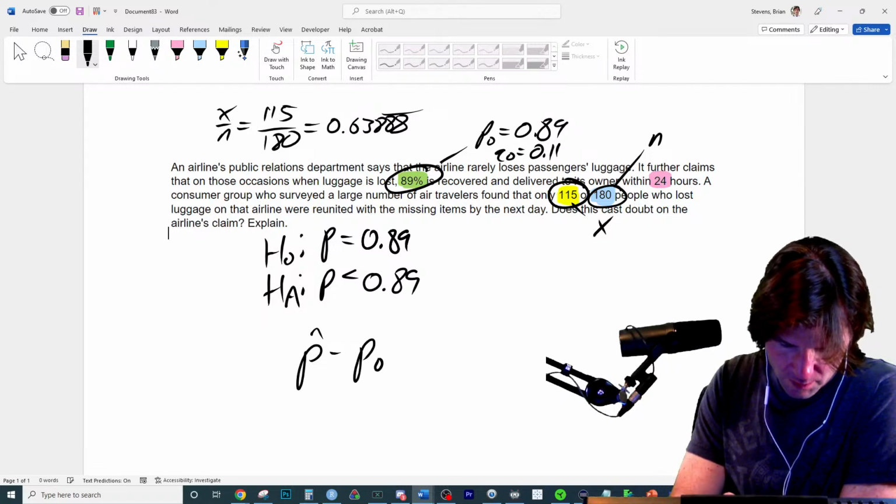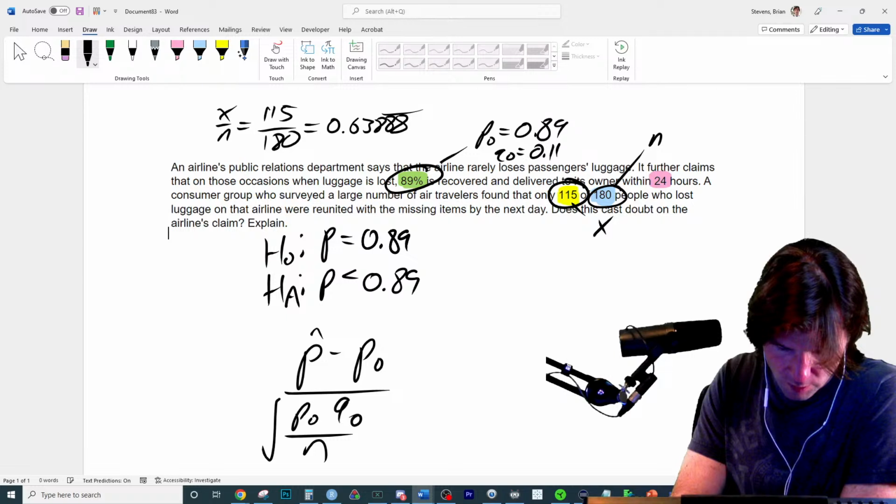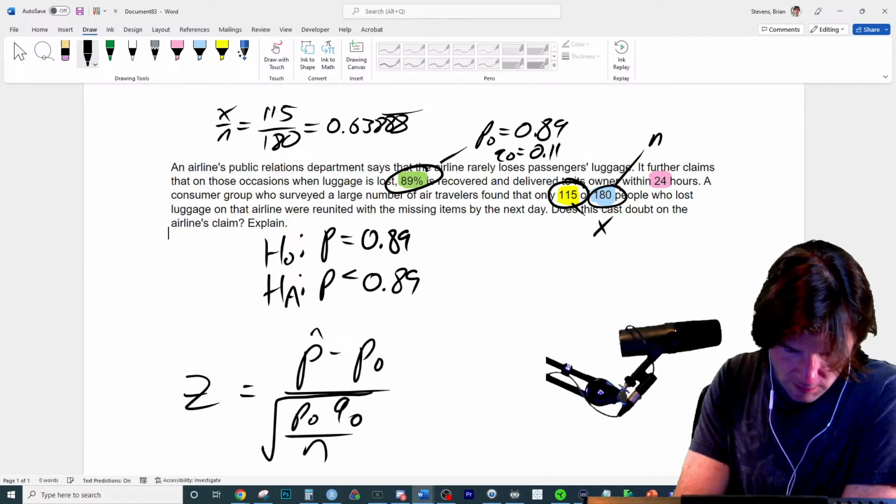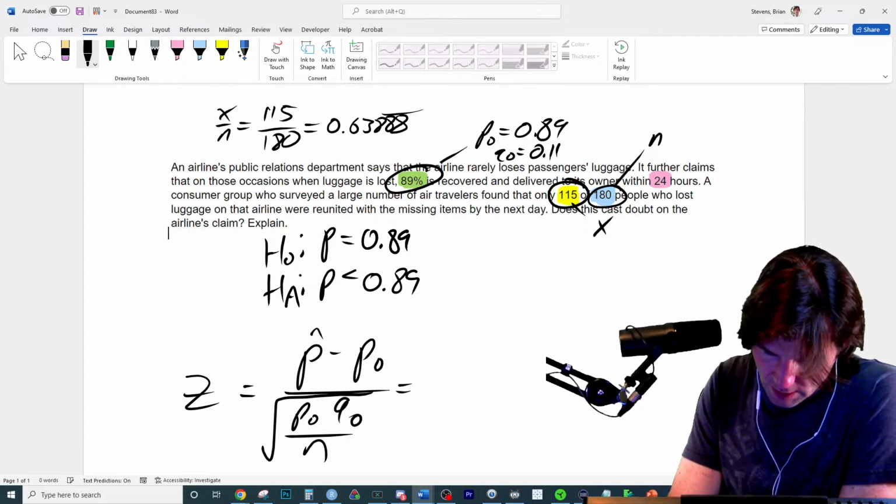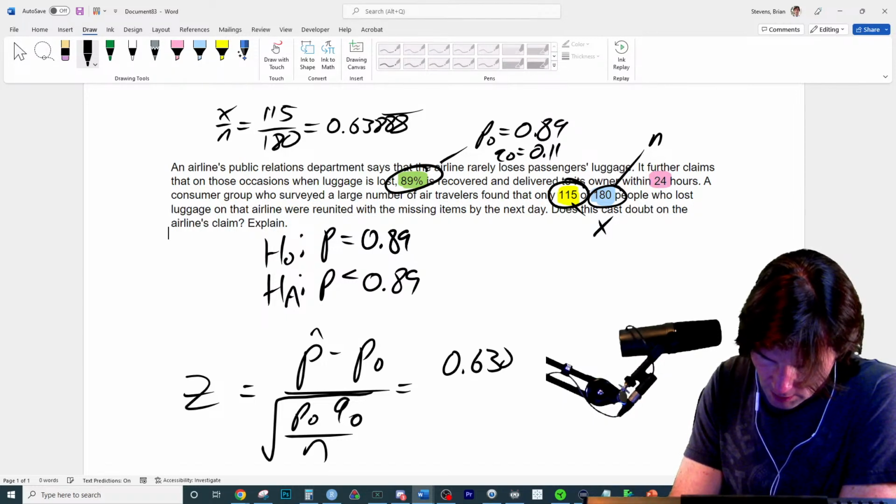z equals (p-hat minus p naught) over the square root of (p naught q naught over n), z equals 2, and p-hat is 0.6388.